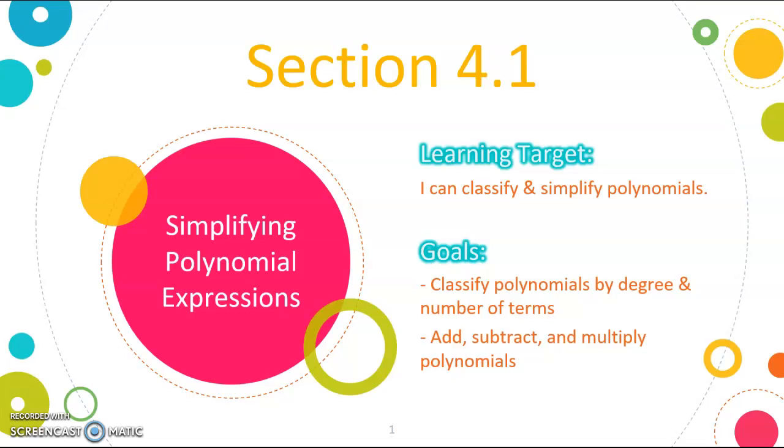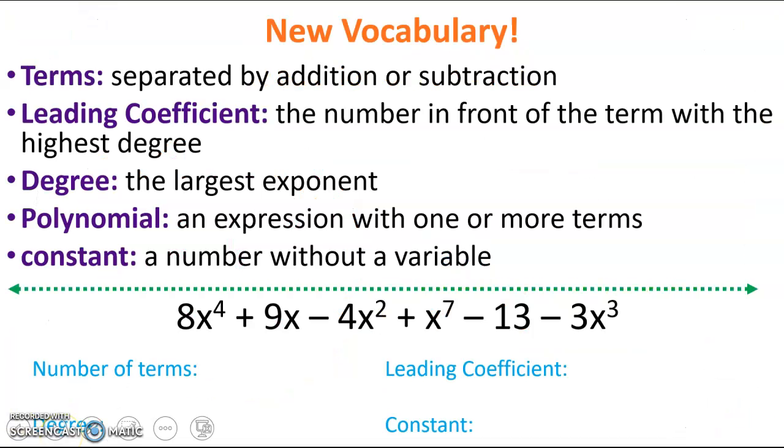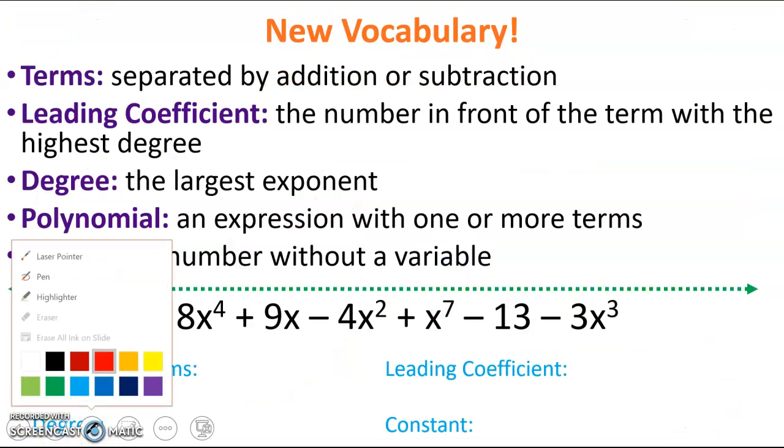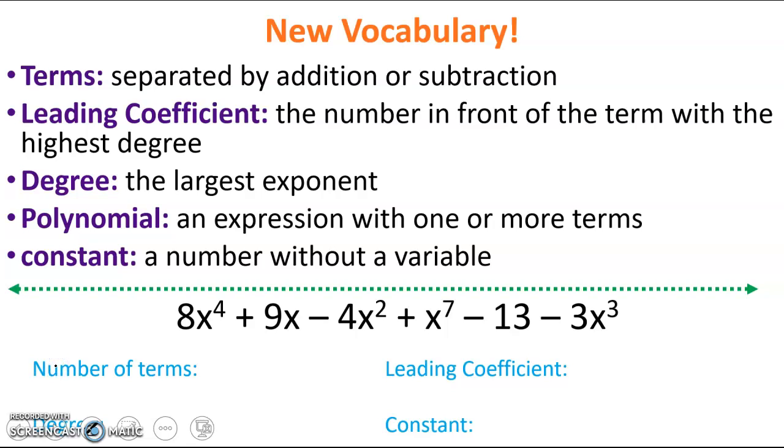This is classifying and simplifying polynomial expressions. We'll breeze through the first part and get to the adding, subtracting, and multiplying part later. To start off, just remember you have your vocabulary here. I'm not going to go too deep into this. The biggest things to remember are degree and leading coefficient, so we know what that vocab is, and also what a constant is.